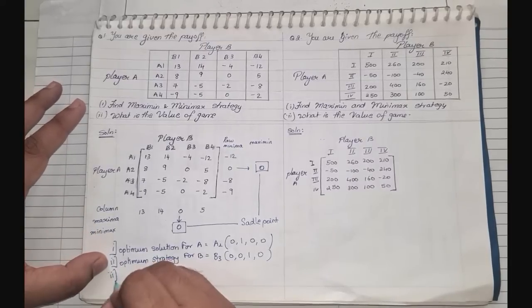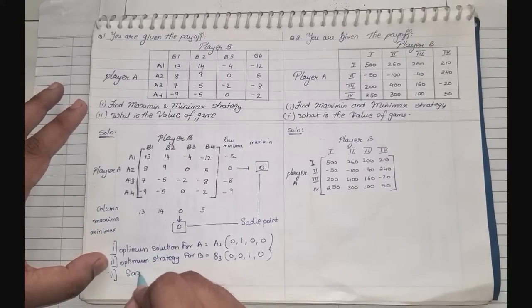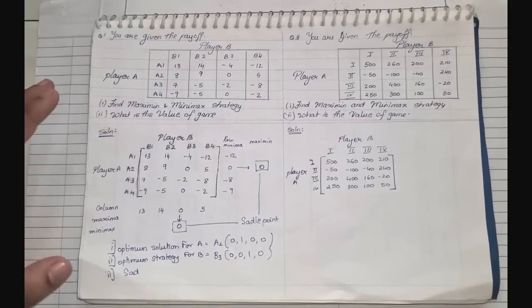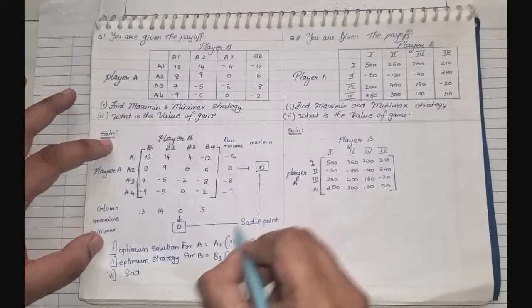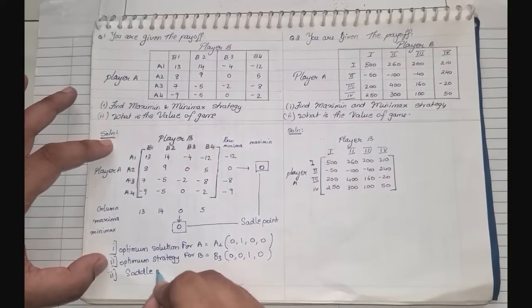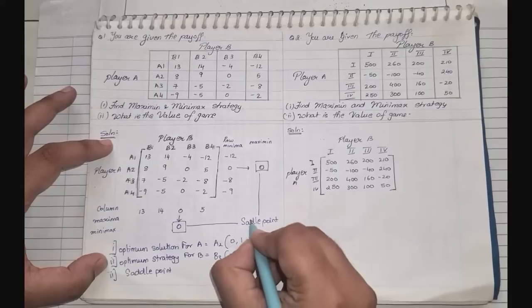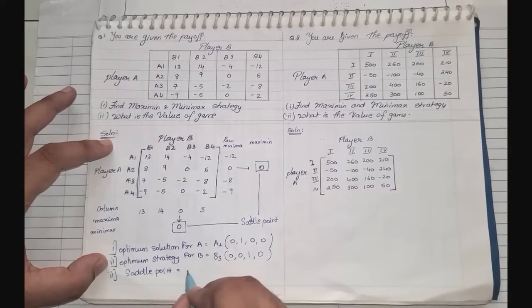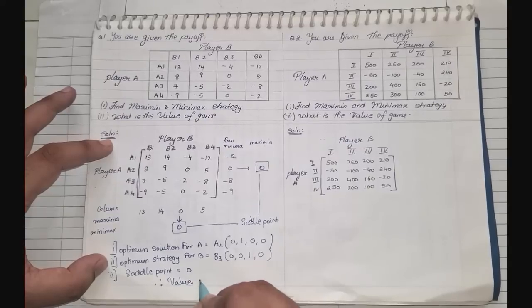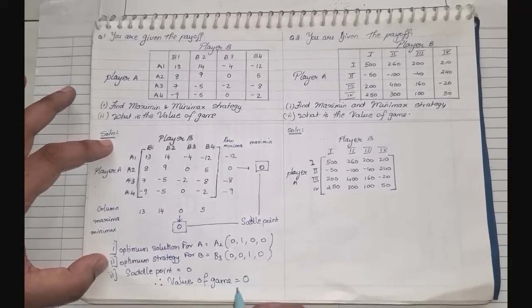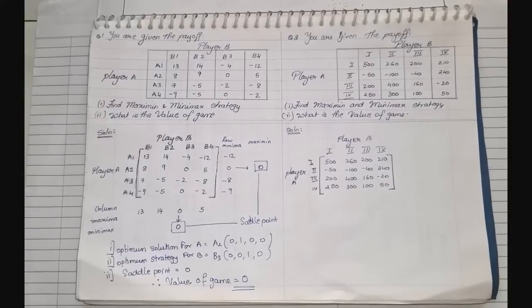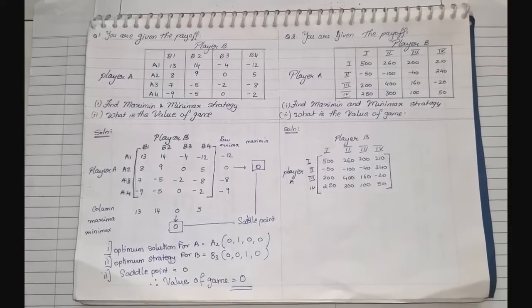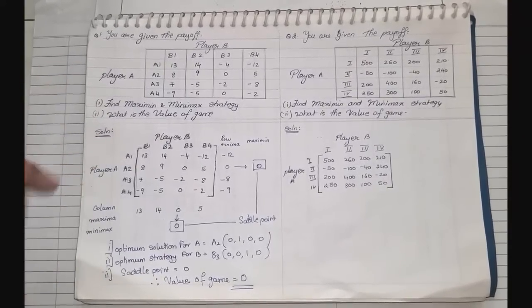Third, the saddle point is equal to 0, therefore the value of the game is equal to 0. That's my final answer. Again, a very simple sum, you just have to go through 3 to 4 steps.